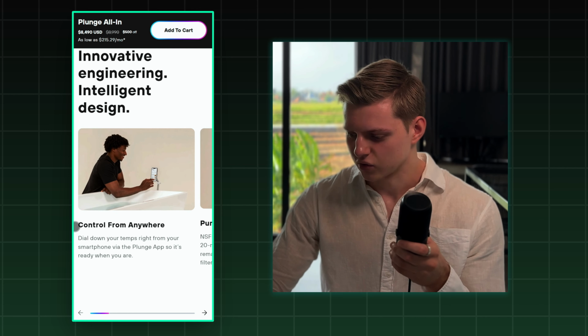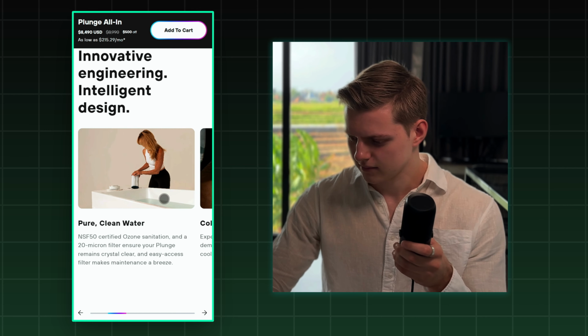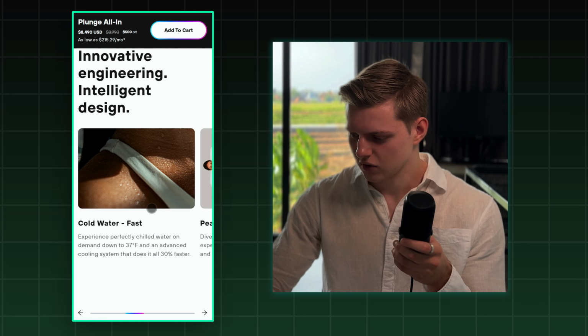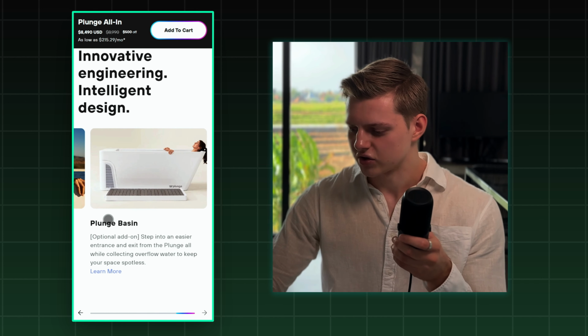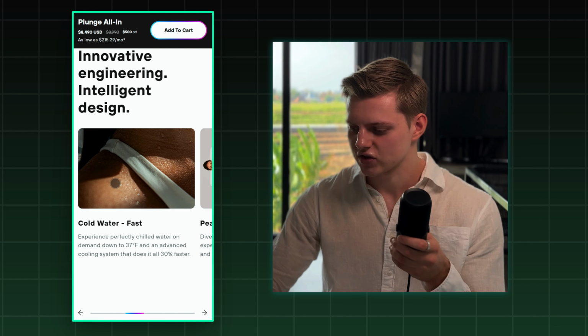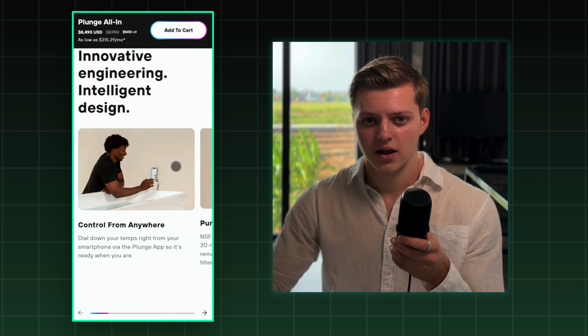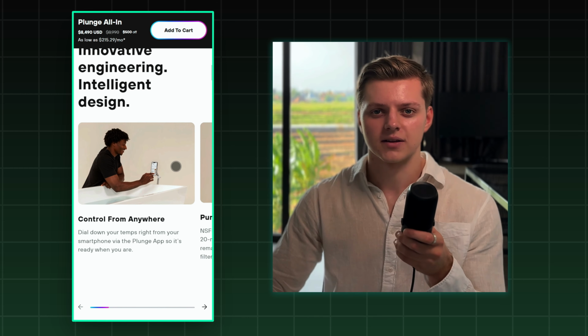So I love this copywriting. Control from everywhere, pure clean water, cold water fast, also important for an ice bath. So just the way they have managed these text sections here to be so short, even though these are the main benefits, is an example of really good copywriting and also a very intentional design to reduce cognitive friction.